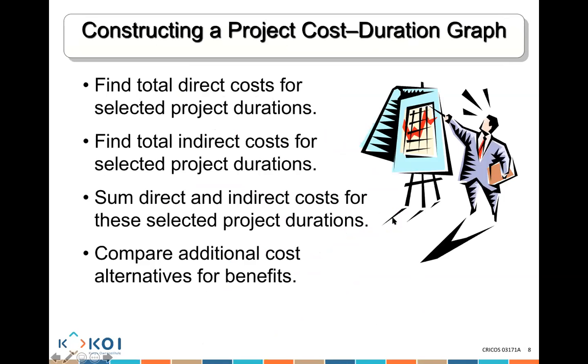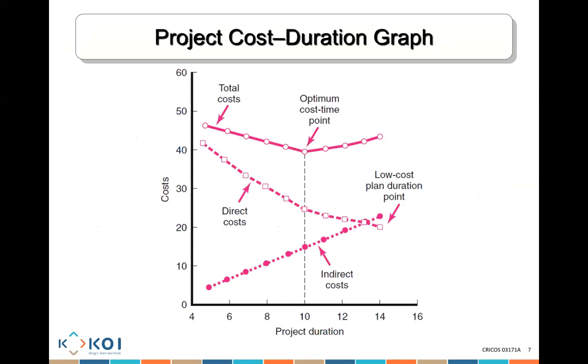So as I said, we need to find the total direct cost for a selected project duration. We need to find the total indirect cost for the selected duration. We need to sum the direct cost and indirect cost together, and then we can make the comparison and decide which one is going to be the most effective duration for us to finish the project. In this example, this is the most optimum cost per time point. We can finish the project in 10 days, and this is the cheapest possible cost.